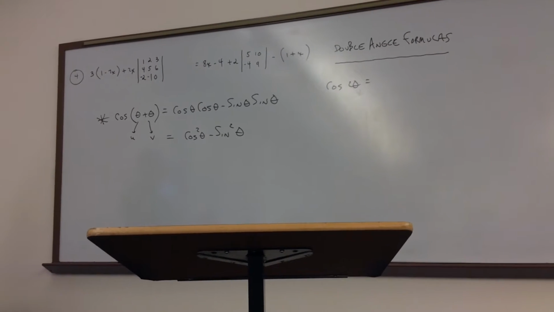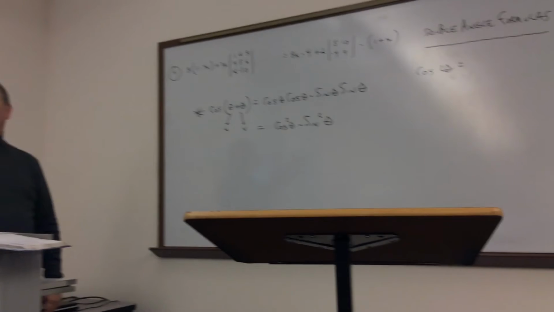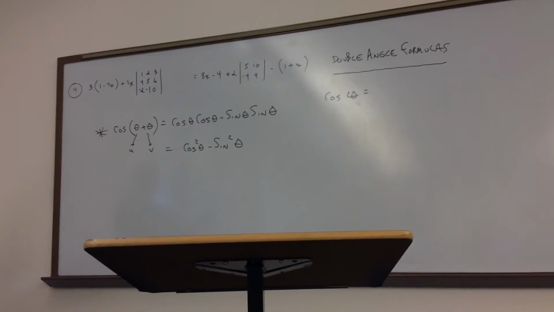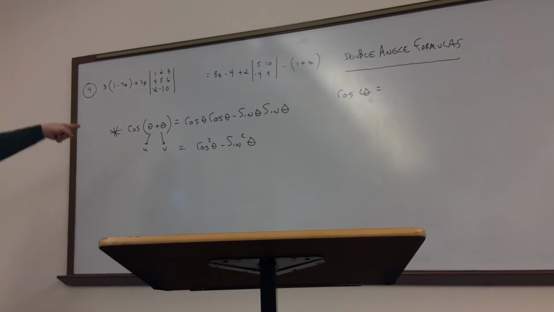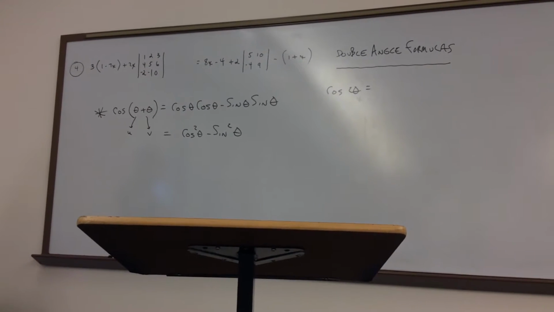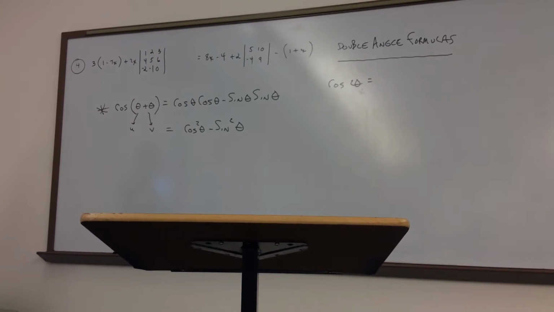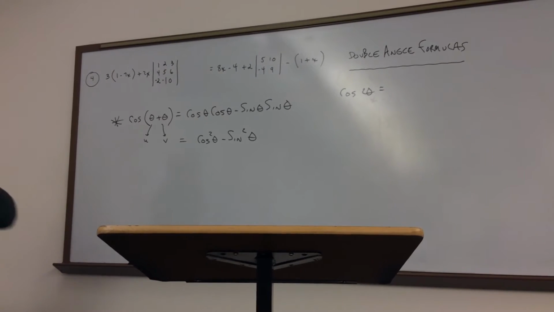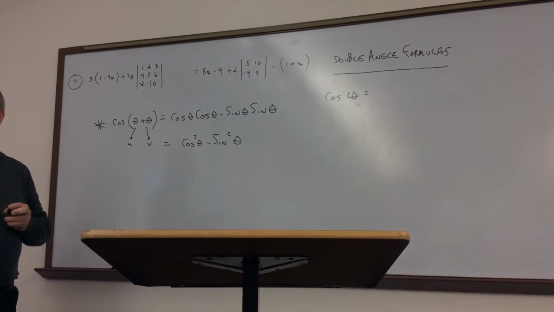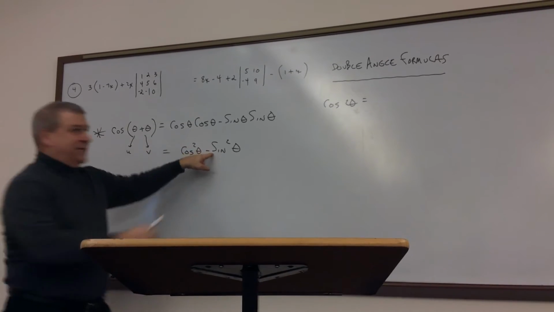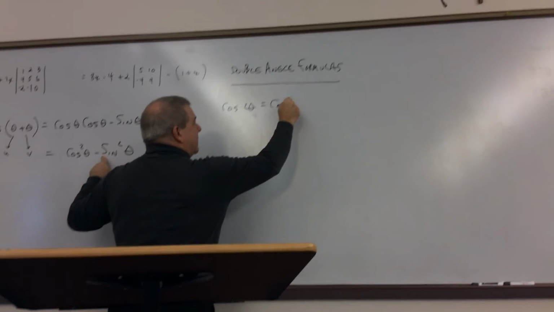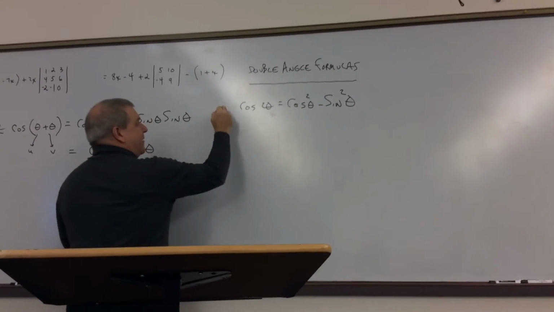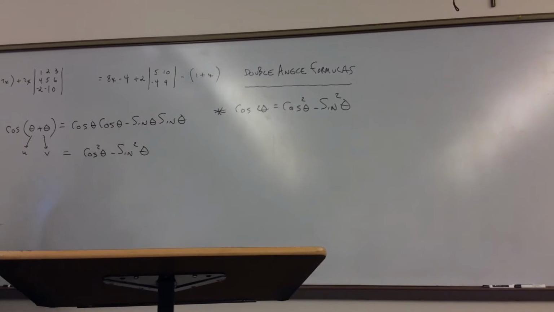And what did we just find that it equaled? Someone just give it back to me. It's on the board. What did we just find that the cosine of 2 theta equals? We just did it over here. Tim, you with me? Wake up, buddy. All right. What does it equal? Cosine squared theta minus sine squared theta. This. Now, there's your first double angle formula.